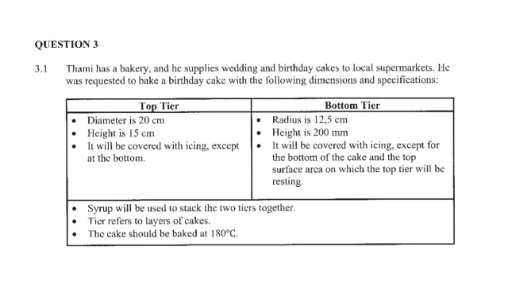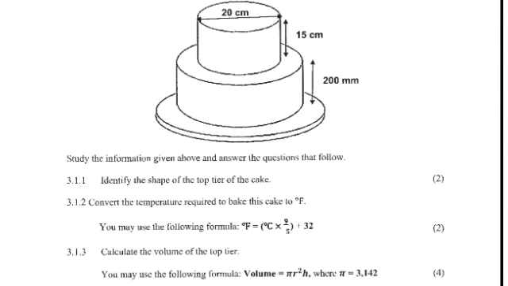This is what we need to keep in mind when we start icing the cakes, that there's going to be some parts that are not going to be touched by the icing. Then at the bottom it says syrup will be used to stack the 2 tiers. Refer to tiers to layers of cake. The cake should be baked at 180 degrees Celsius. Then we are given a diagram of what the cakes look like. We are seeing that the top tier has a diameter of 20 centimeters and the height of 15 centimeters, and the bottom tier has a height of 200 millimeters.